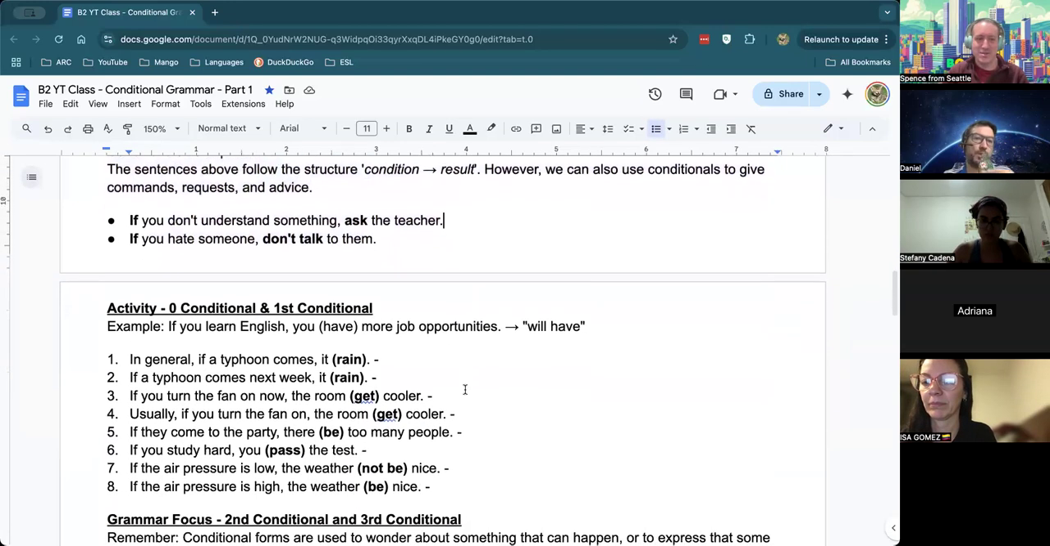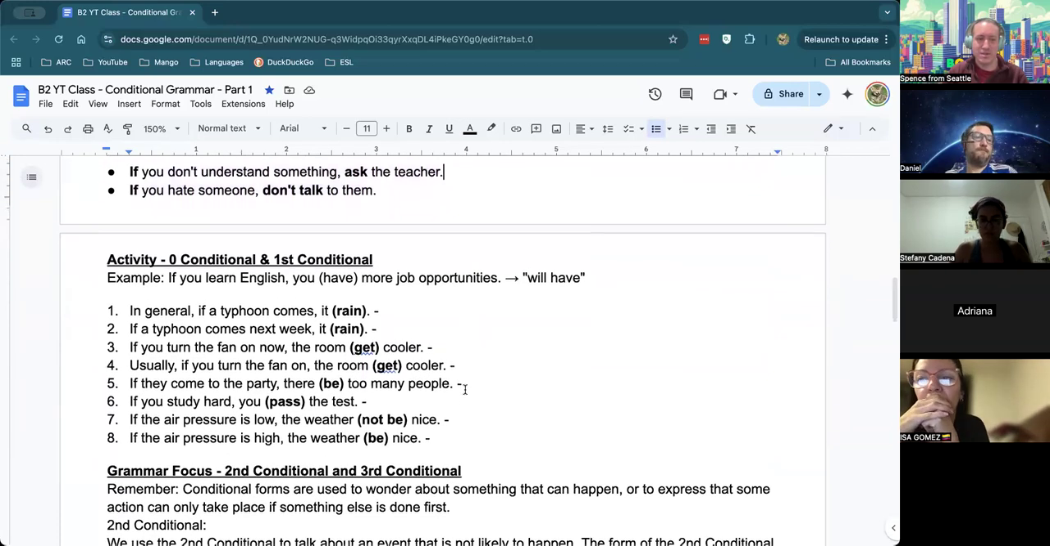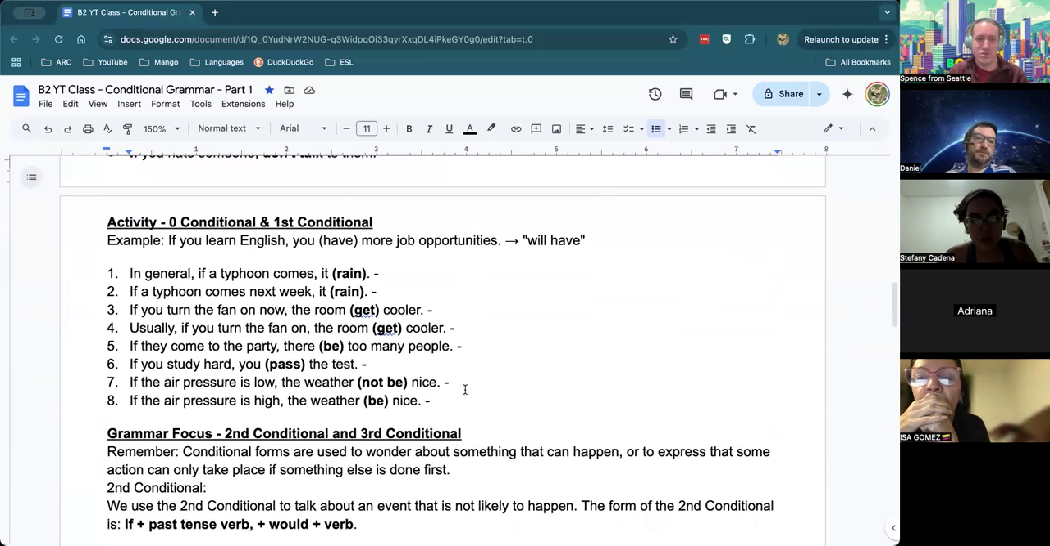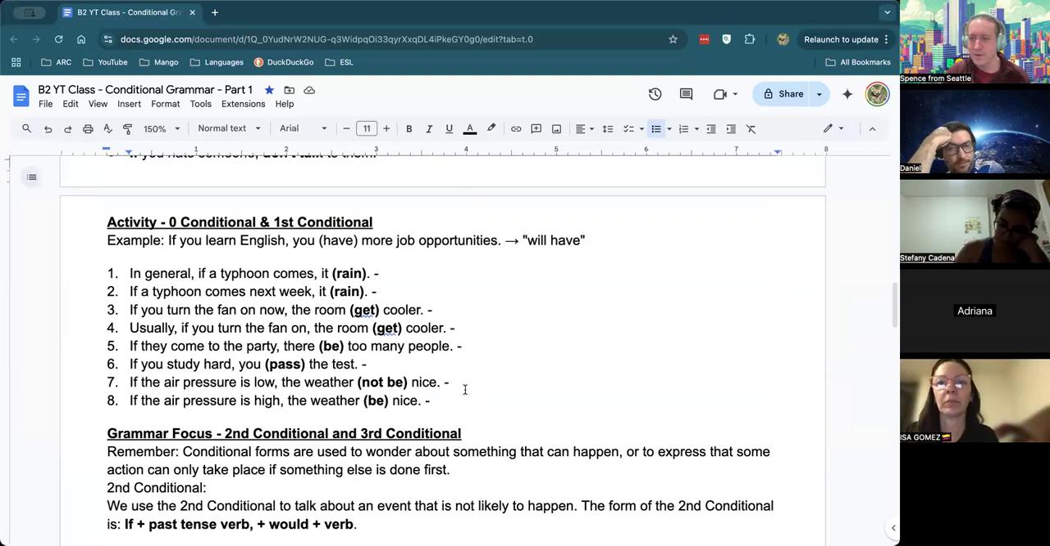Perfect. So now we're going to practice the first and zero conditional a little bit. So we will have Virginia, if you want to do the first two.